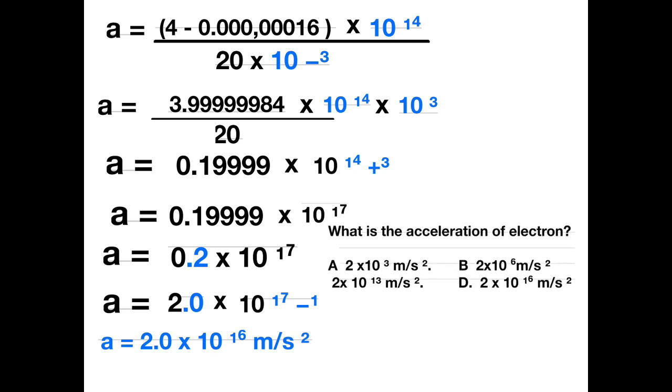So let's see the options. The options are, you can see there, all the numbers are written with 2. Okay, and if you consider the powers, yes, the option D is the correct option, which is given as 2 into 10 to the power 16 meter per second squared.